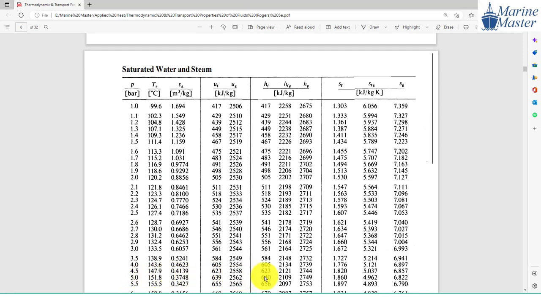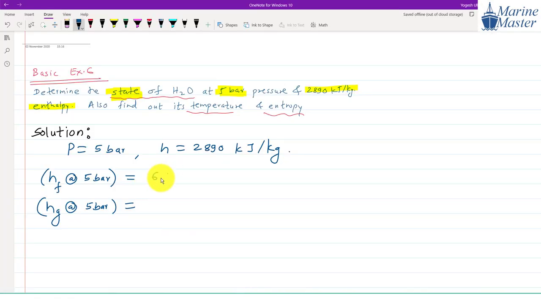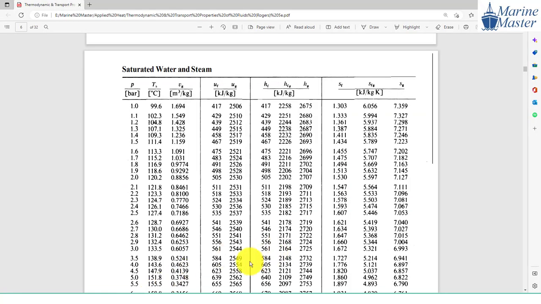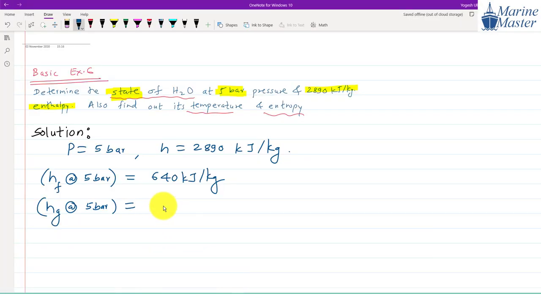And for 5 bar, hf is 640 and hg is 2749. hf is 640 kilojoule per kg, and hg is 2749 kilojoule per kg. Now just compare the given h that is given to us. This 2890, check it, does it lie between these two values?